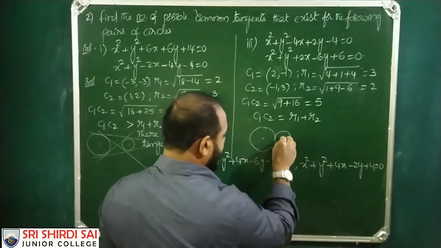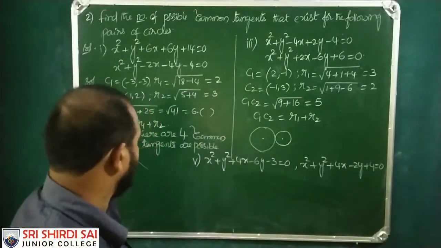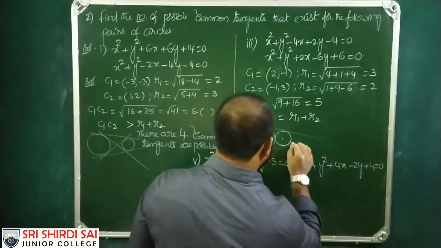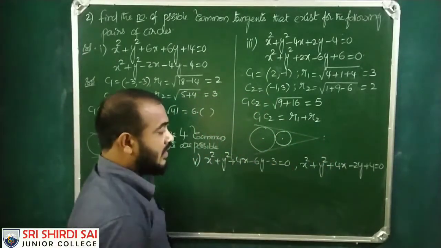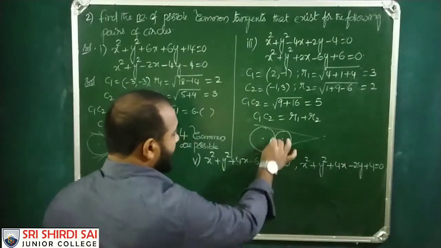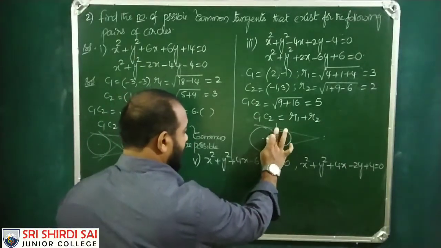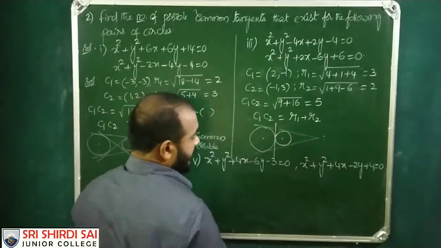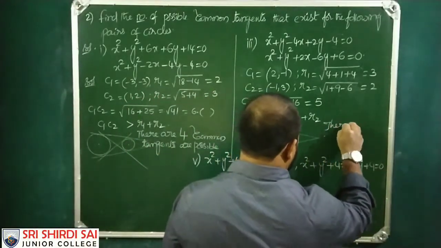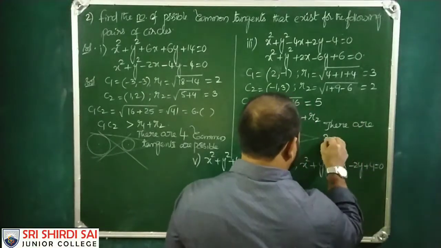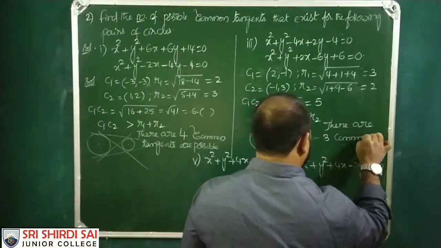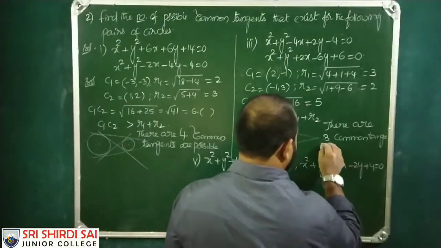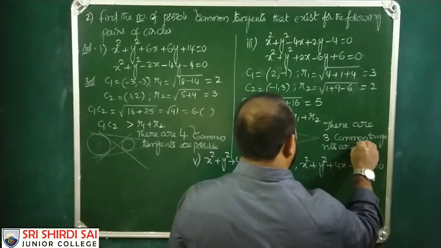That means these are the two circles. How many tangents are possible now? So 1, 2. What are these two? These are two direct common tangents and one transverse common tangent. Therefore, totally there are 3 common tangents possible.